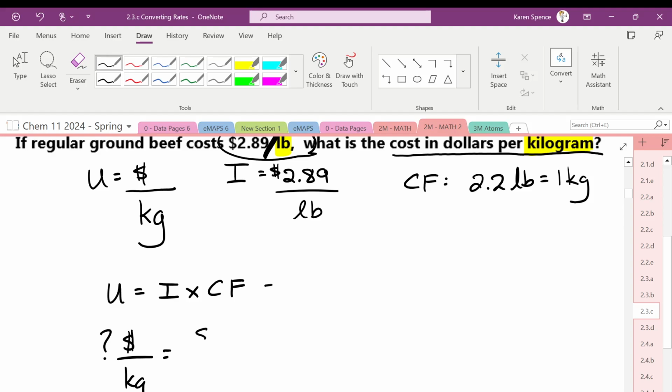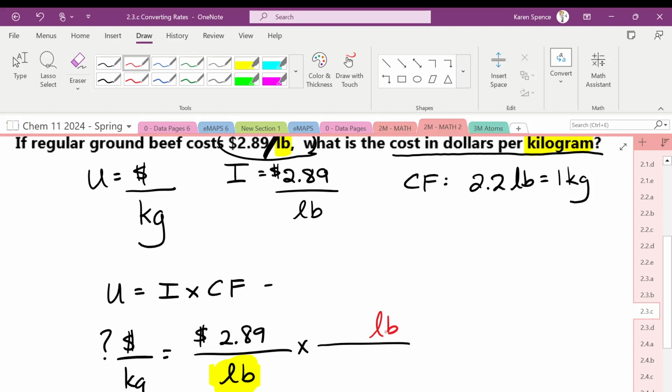So we have $2.89 per pound times, where do we need the pounds to go? We've got pounds on the bottom, so the pounds need to go on the top. So there are 2.2 pounds.